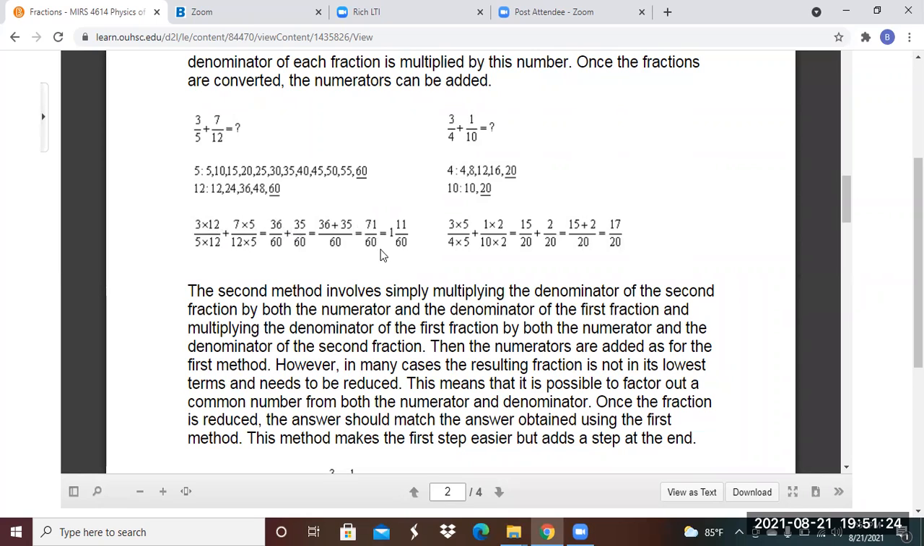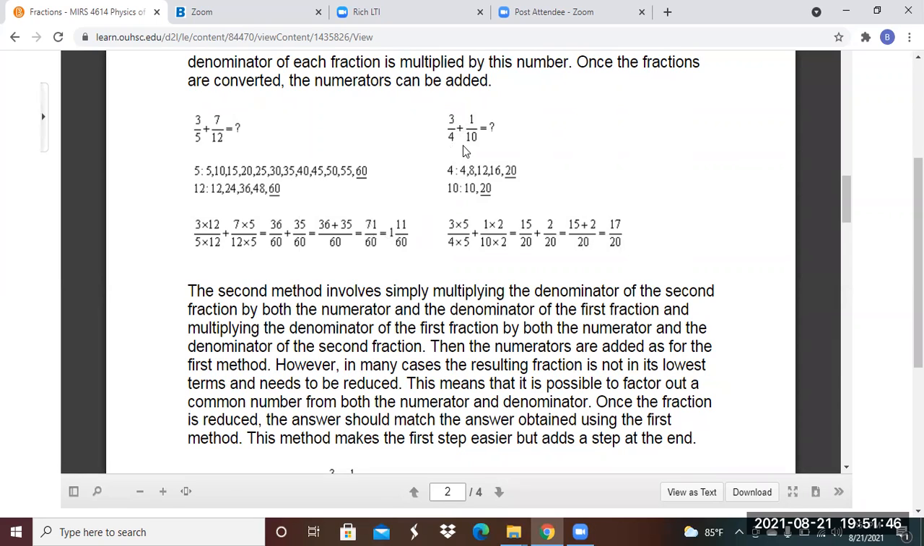Now that's going to be an improper fraction. How do you change that? You're going to have to change that because you've got 71 up here. That's the same as 60 plus 11. So you would have 60 over 60 plus 11 over 60, so that 60 over 60 becomes 1. Add it together, and that's where it comes from.